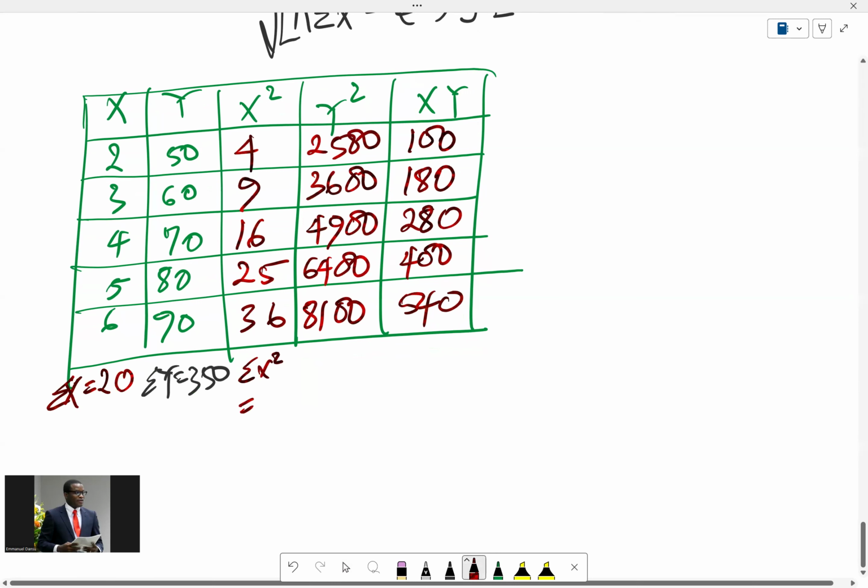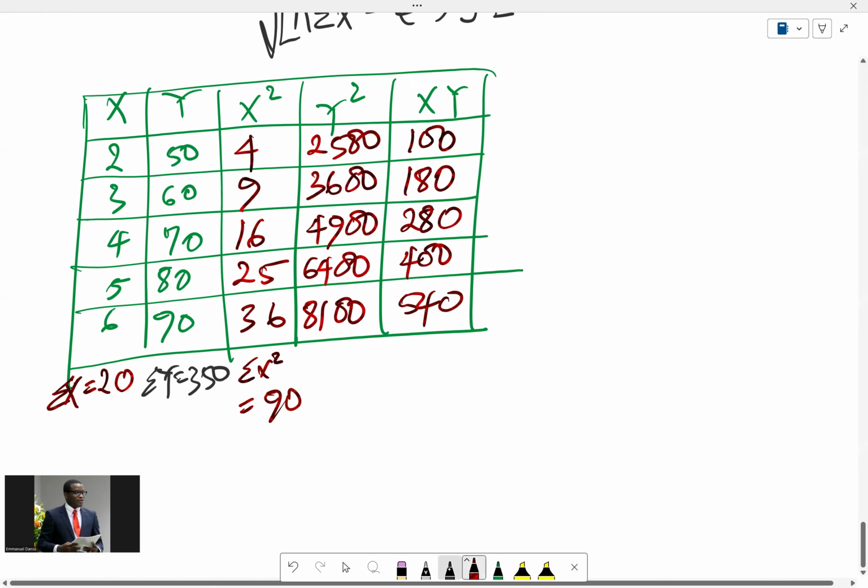And then you need the summation of X squared. What does that give us? 4 plus 9 is 13 plus 16, 29 plus 25, 54. 54 plus 36, that should be 90, I believe, for X. Yeah, that's plus 36. That's actually 90.